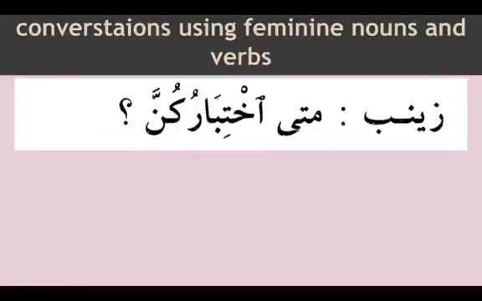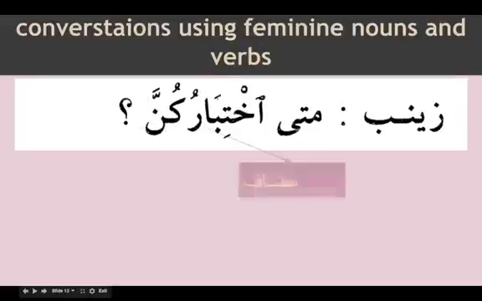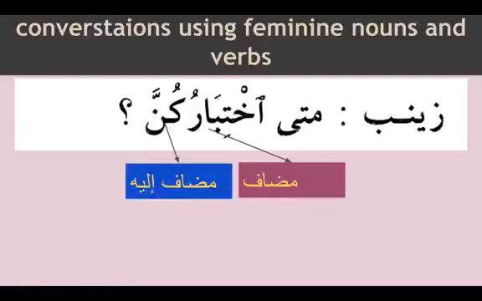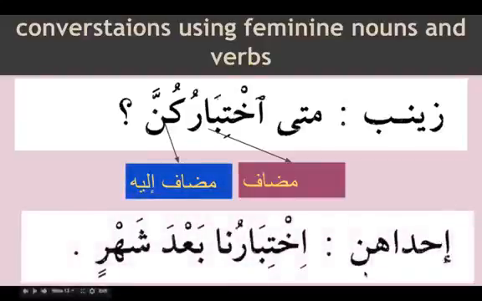Zainab, mata ikhtibarukunna. Ikhtibar means examination. So when is your examination? Ikhtibaru is mudaf and kunna is mudaf ilayhi. So ihdahunna says ikhtibaruna. We have to use an attached pronoun for nahnu. So nahnu is na, and this na is attached. So we have ikhtibaru as mudaf and na as mudaf ilayhi.